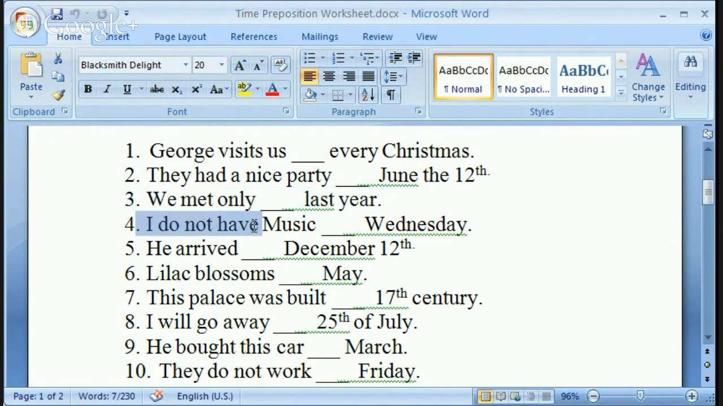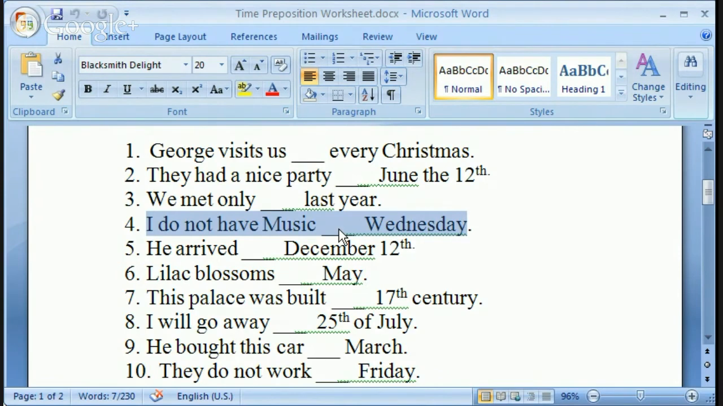Javier, number 4. I do not have music since Wednesday. Oh, well. Okay. I understand why you're saying that. You're getting a little confused by the have. But this is present tense, okay? So if you consider it a regular action in the present tense, Javier, it would be, I do not have music on Wednesday.